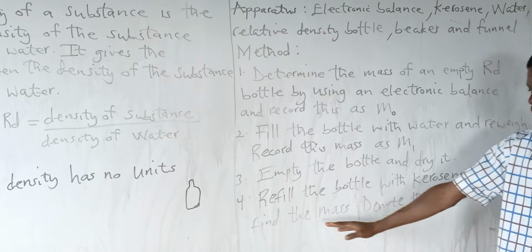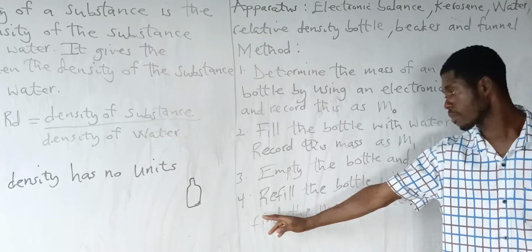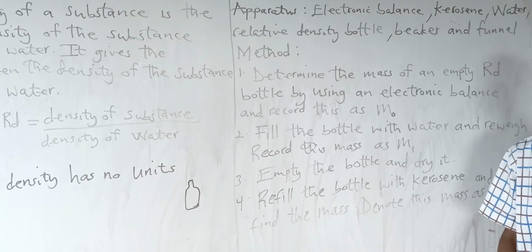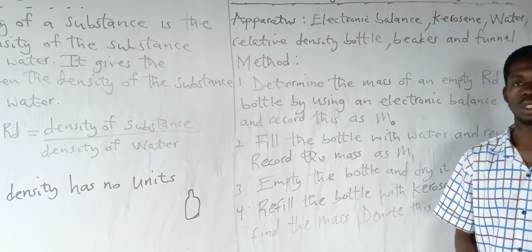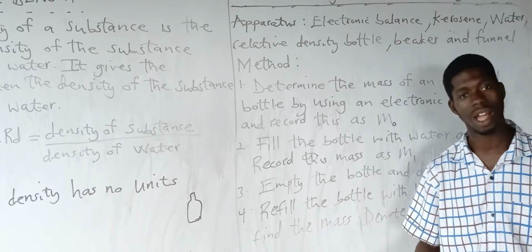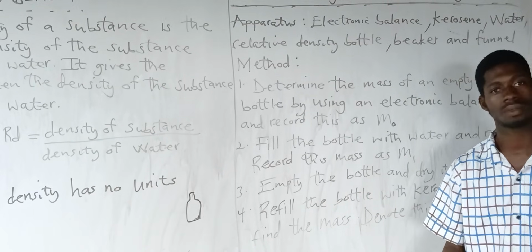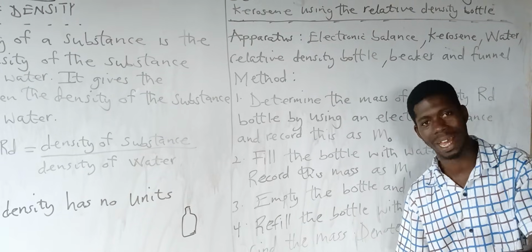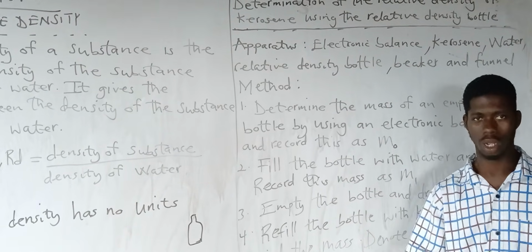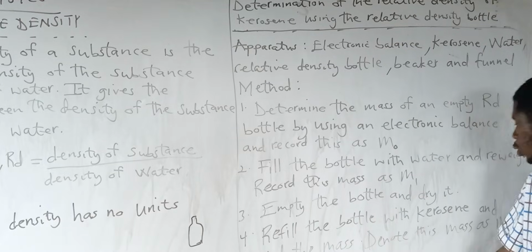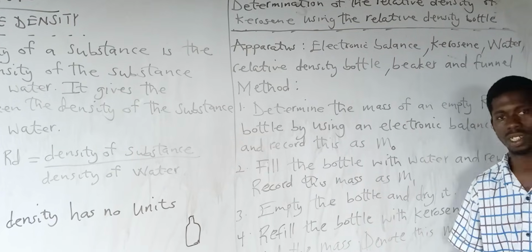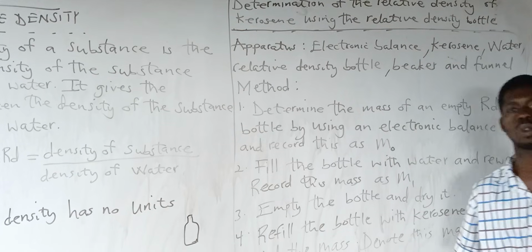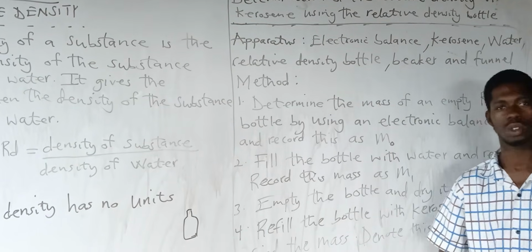Now, the fourth method says refill the bottle with kerosene and find the mass. So you empty the bottle, then you dry it. After that, you fill the bottle with kerosene. Then you put it on the electronic balance and reweigh it, you determine the mass of it, and record that one as M2. I hope you are getting it.